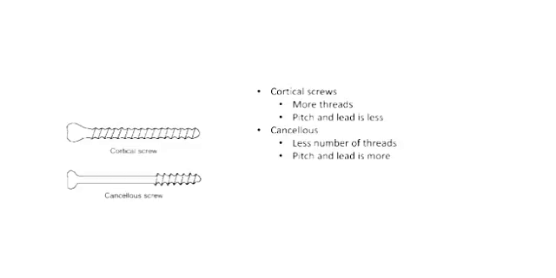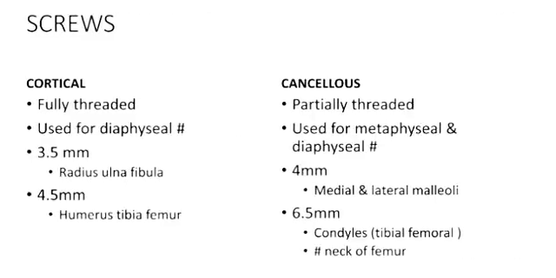So these are cortical screws, more threads, pitch and lead is less. Cancellous screw, less number of threads, pitch and lead is more. Screws are cortical and cancellous, fully threaded, used for diaphyseal fracture. 3.5 mm, that is radius, ulna and fibula. 4.5 mm is humerus, tibia, femur. Cancellous, partially threaded, used for metaphyseal and diaphyseal fracture. 4 mm for medial and lateral malleoli, 6.5 mm is for condyle, tibial, femoral and fracture neck of femur.